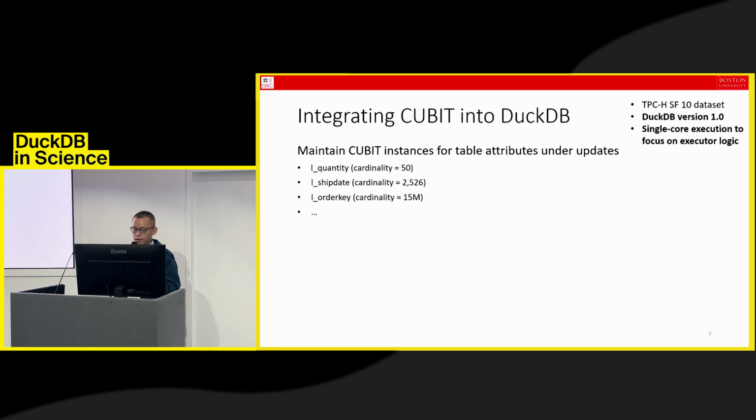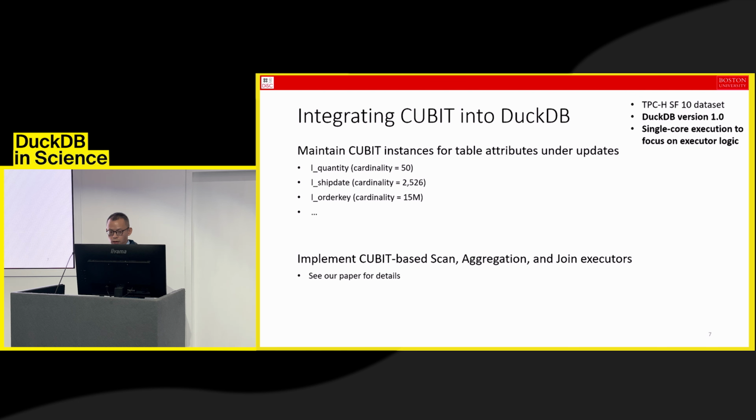We integrated Qubit, our latest work, into DuckDB, and that's why we are here. Because Qubit is update friendly, it allows us to build Qubit instances for attributes in the table that are being updated. For example, this is the first time that we can build Qubit instances for quantity and order keys in the lineitem table, the fact table in the TPC-H benchmark. And then we can run refresh operations concurrently.